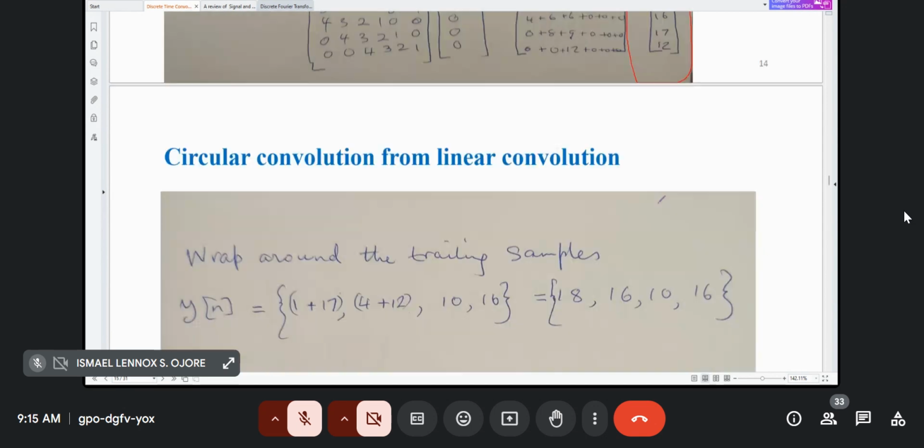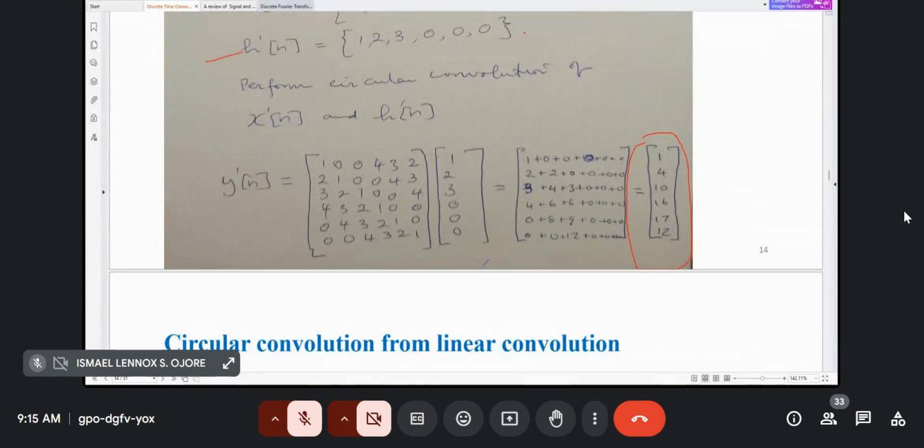So that will be the length of your sequence, and it has 6 samples. And we'll get the same if we do it the other way.